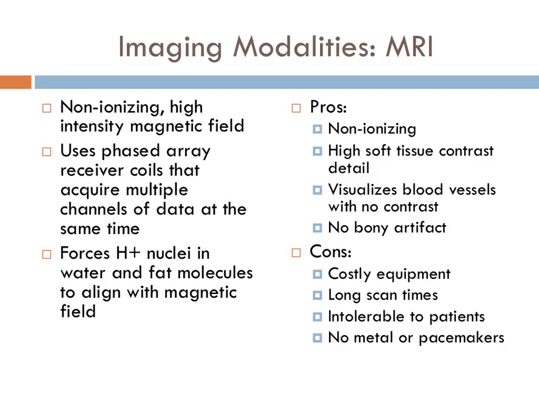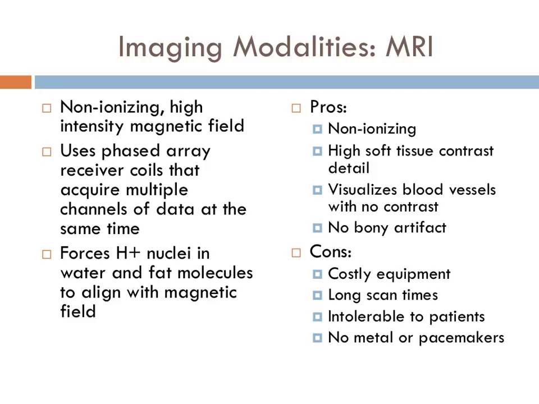One of the biggest pros to using MRI is that it uses non-ionizing radiation. So, this is good for pregnant women who cannot receive ionizing radiation. It's great for little children who should really have low doses of ionizing radiation at that time in their life.